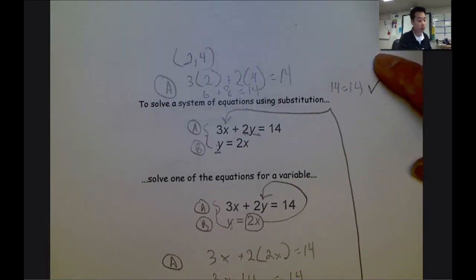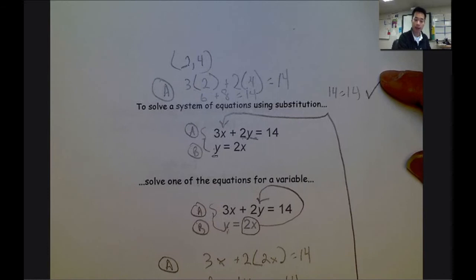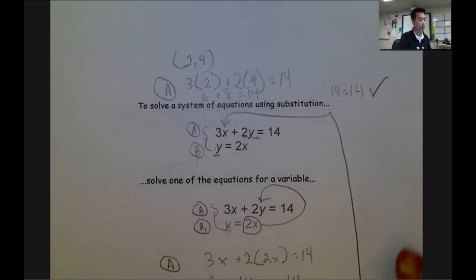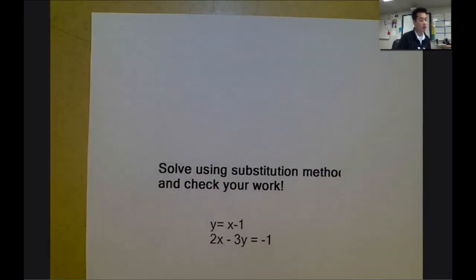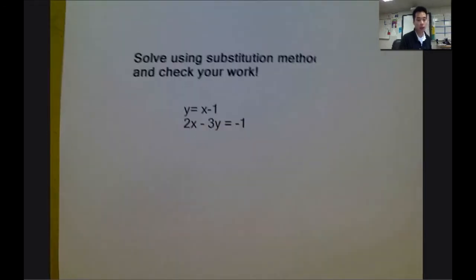Okay, now remember, if I'm going too fast, pause the video, write down the steps, and replay it. Okay, let's do one more example. Solve using the substitution method. Check your work.